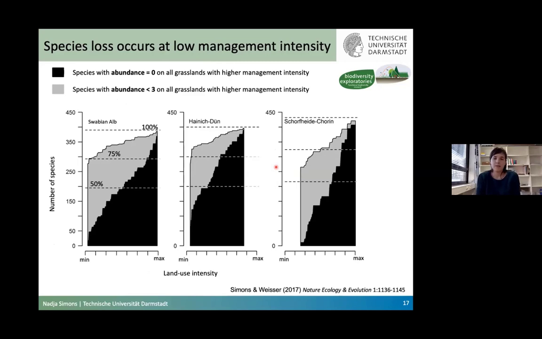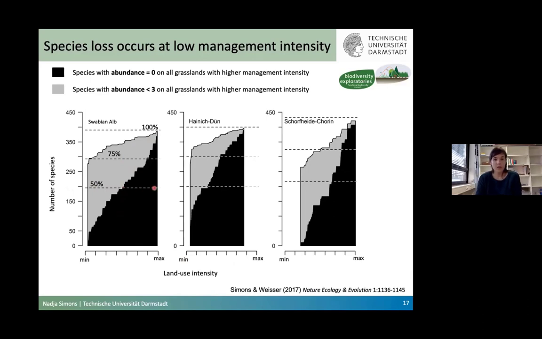When we look at the abundance of individual species along the gradient of land use intensity and determine at which point of the land use intensity gradient a species becomes rare, indicated as a gray point here, or does not occur at all, indicated by this black area, we see that about 50% of all arthropod species are not occurring at all at higher than intermediate land use intensity. So when we reach intermediate land use intensity, 50% of the species will not occur at any of the grassland plots with a higher intensity.